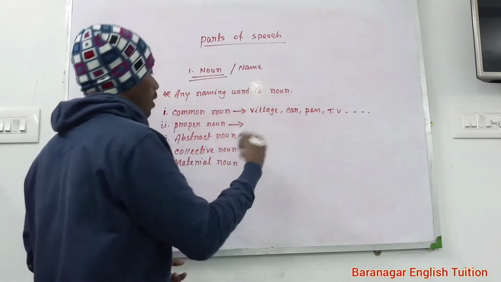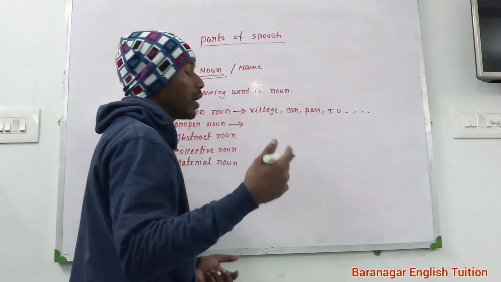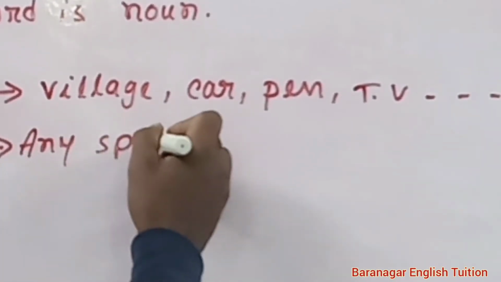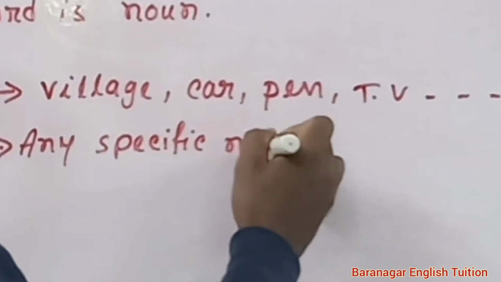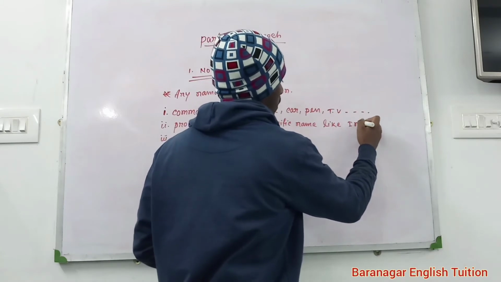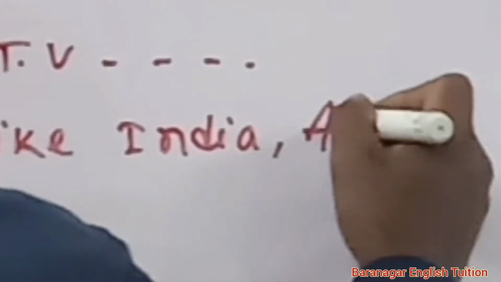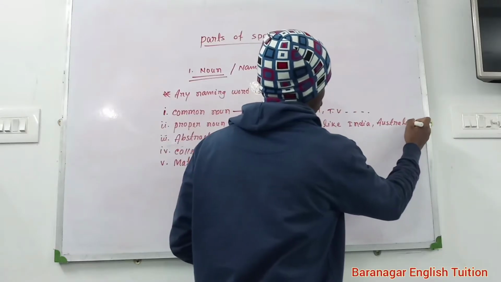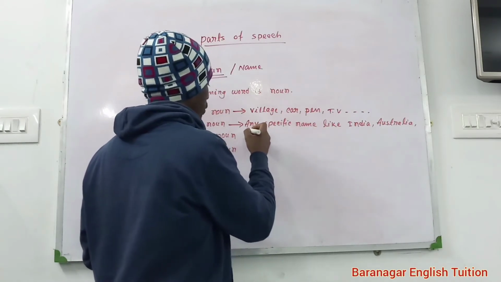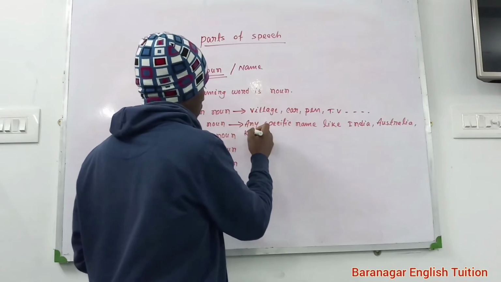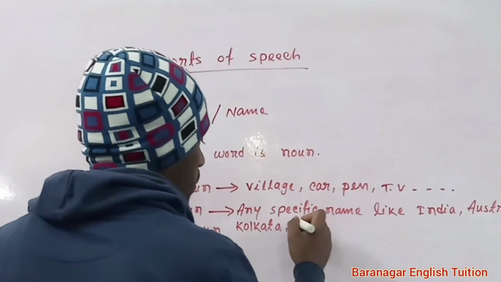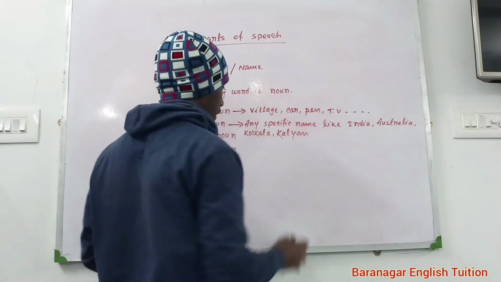So that's why a proper noun is a kind of specific name, and it starts with a capital letter. So any specific name, like suppose you are saying India, you are saying Australia, you are saying Kolkata. We can write anything. You can tell your name. Suppose I'm saying my name, Kalyan, so it's my name.